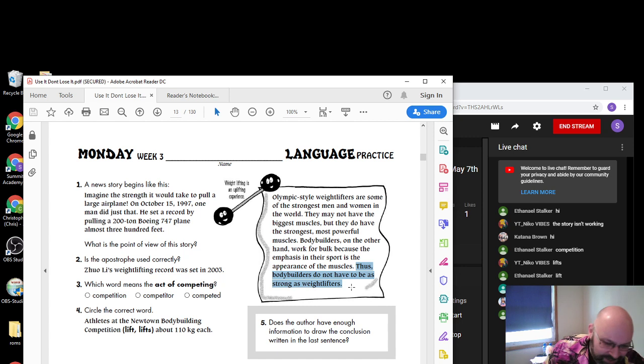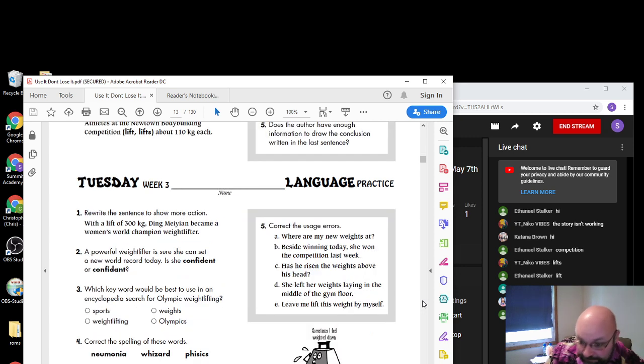So for this one, just because of the delay, I'll just go over the answer. They do defend this, right? Because they say bodybuilders don't have to be as strong as weightlifters, and they explain why. They explain that weightlifters are trying to gain strength, whereas bodybuilders are just trying to gain the appearance of strength. So they do explain that the bodybuilders don't have to be as strong. They just want the appearance of being strong. So for number 5, you could just say yes, or if you want to write a sentence, you could say yes, they did. But whichever, just so long as I know that you agree with it.